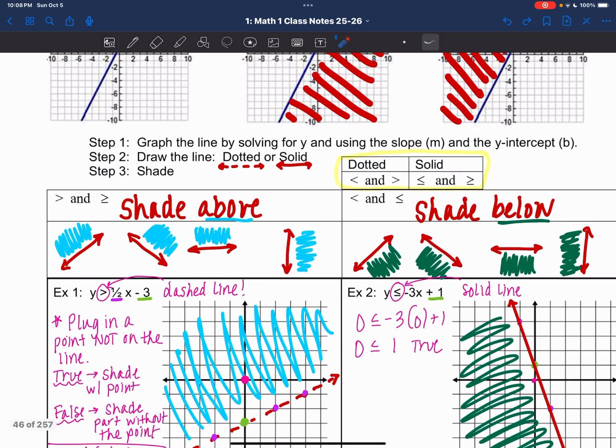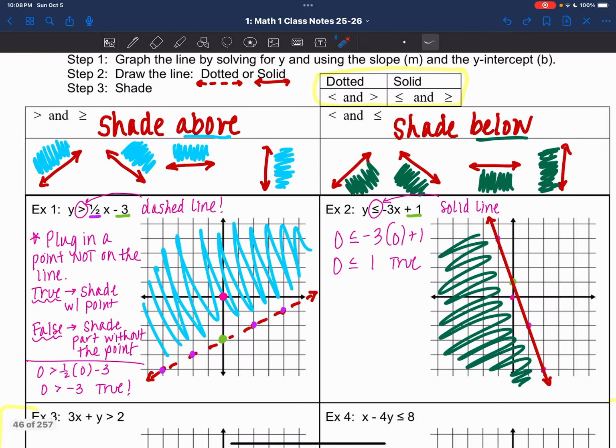So to know which way to shade, there's a couple ways to do this. Here's one way to do it. If you know it is greater than or greater than and equal to, you're going to shade above your line. So if it's a positive slope, you're going to shade on this side. If it's a negative slope, you're going to shade on that side. If it's a zero slope, you're going to shade above it on top. And if it's undefined, you're going to shade to the right. So those are all the larger numbers.